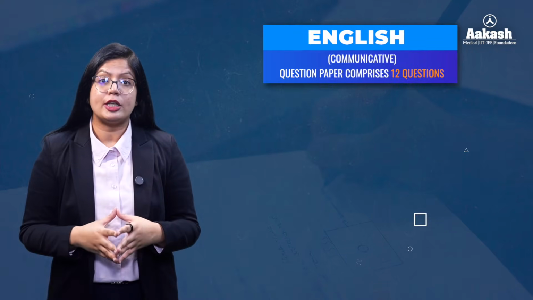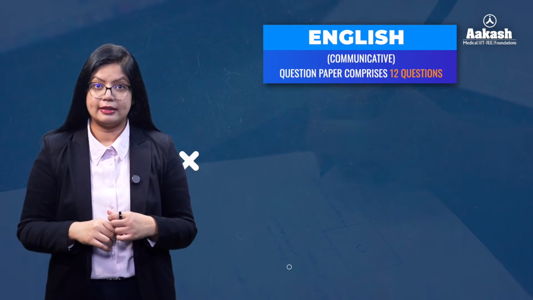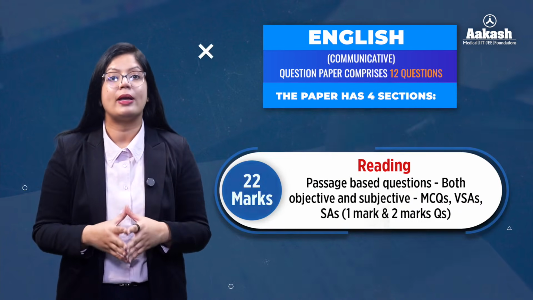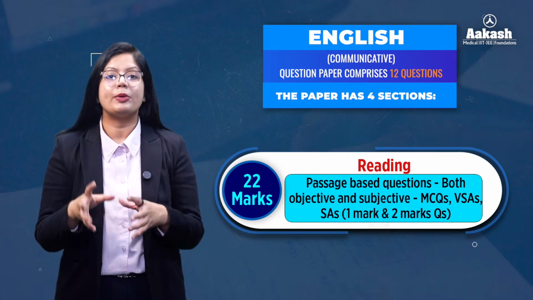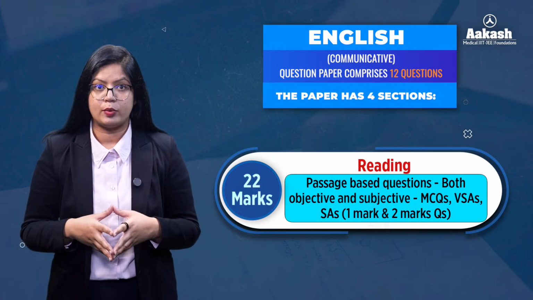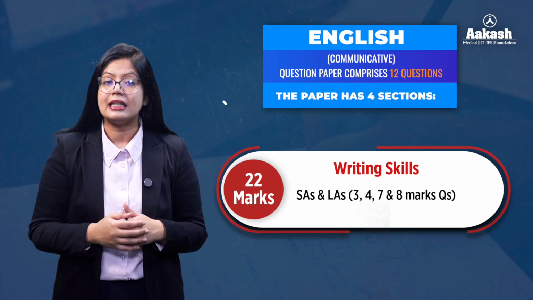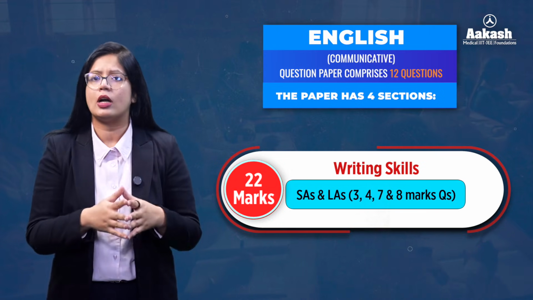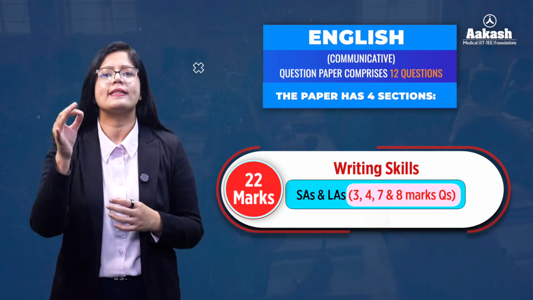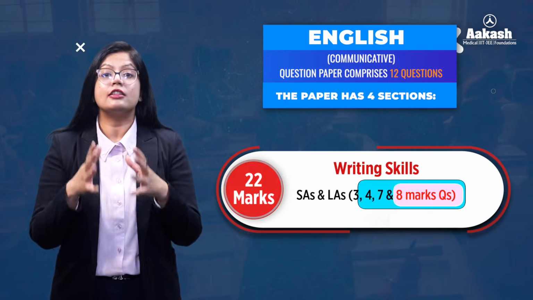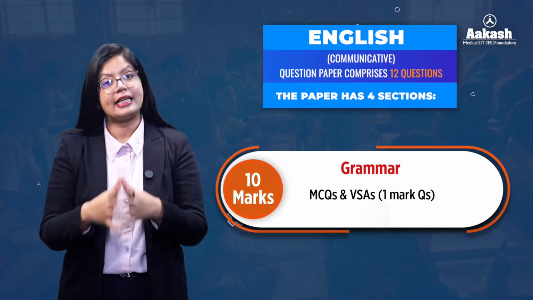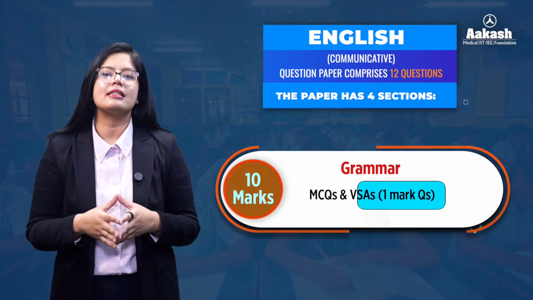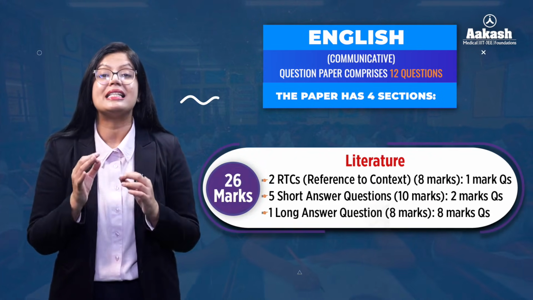The English Communicative question paper comprises 12 questions on the other hand. The paper has 4 sections. Reading has a weightage of 22 marks, where again you will have 2 passages comprising both objective and subjective questions, followed by writing skills carrying 22 marks. Here you will find short answers and long answer questions of 3, 4, 7 and 8 mark questions. The third part would be your grammar section carrying 10 marks, again MCQs and very short answer objective questions, and the last section would be your literature carrying 26 marks.